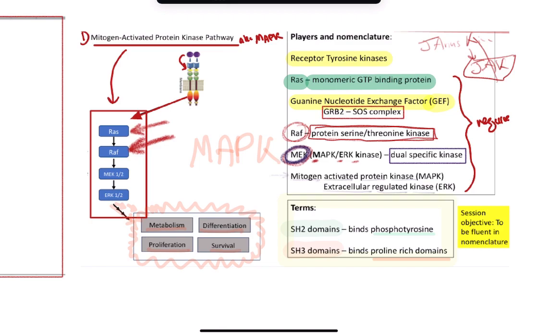Okay, and again, this is just showing us the whole pathway that we're looking at, what MAPK stands for: mitogen activated protein kinase, and then ERK, extracellular regulated kinase. MAPK, ERK. A lot of times they'll be mentioned together, right?